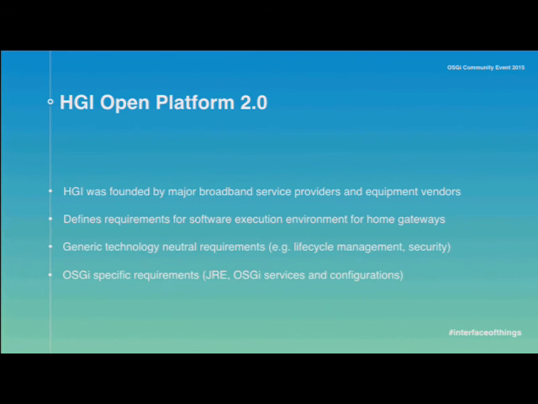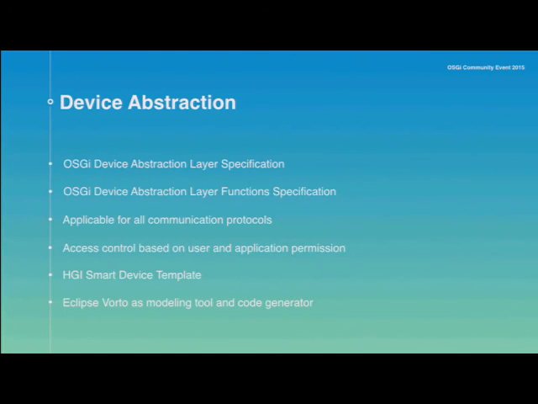And they have also an OSGi specific part for the requirements. And here they define what should be the Java version, what should be the version of the used OSGi framework, which services are mandatory and how they have to be configured. So it's basically like best practices in order to get started to build an ecosystem for a smart home. Device abstraction obviously should be based on standards.